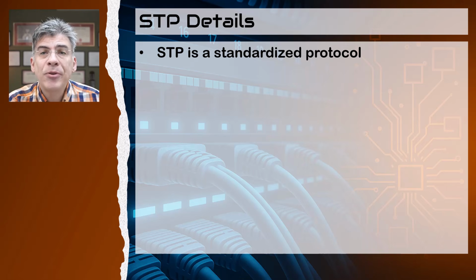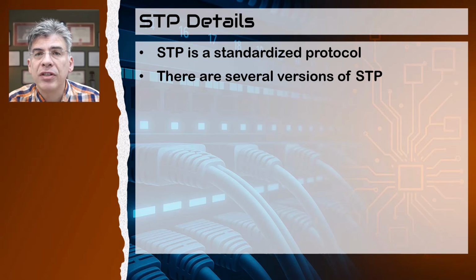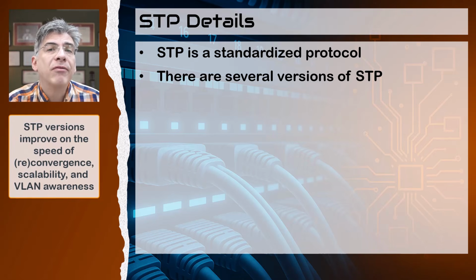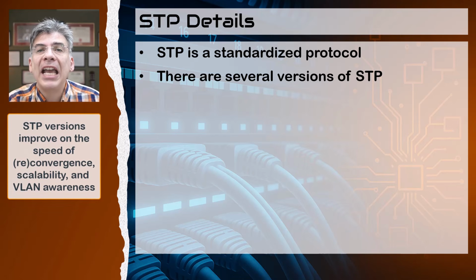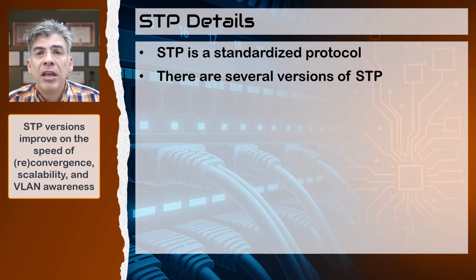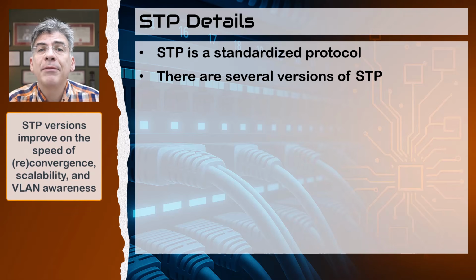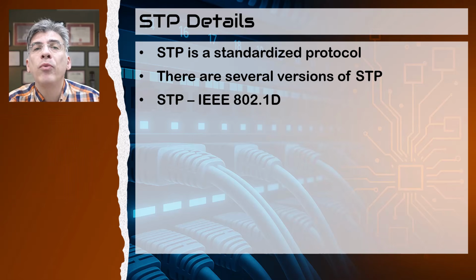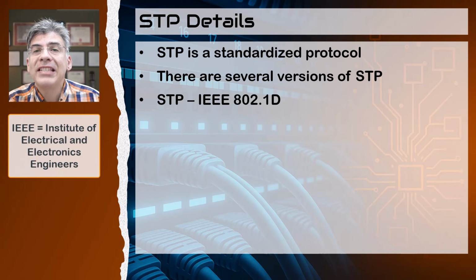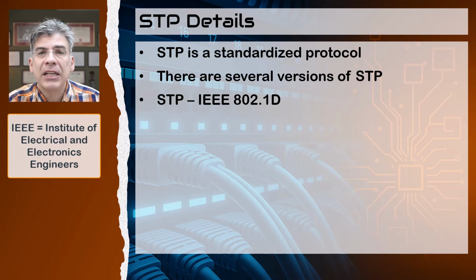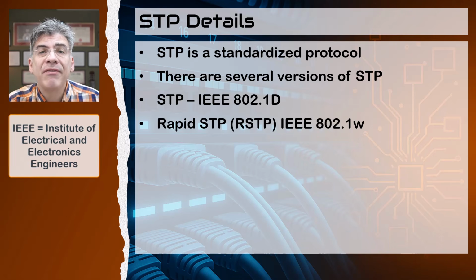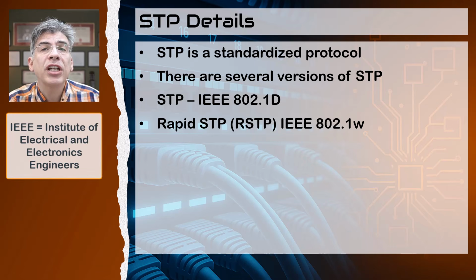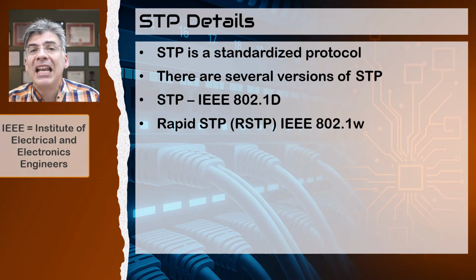Since its inception, there have been different versions of the protocol with various improvements upon how it works, improving convergence and reconvergence times, as well as scalability and VLAN awareness. The original version is defined by IEEE 802.1d and is known simply as STP, or Spanning Tree Protocol. Rapid STP, or RSTP, was developed later on, which improved upon the convergence speed, thus the name Rapid.